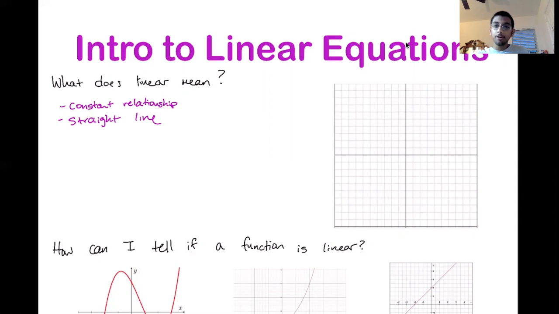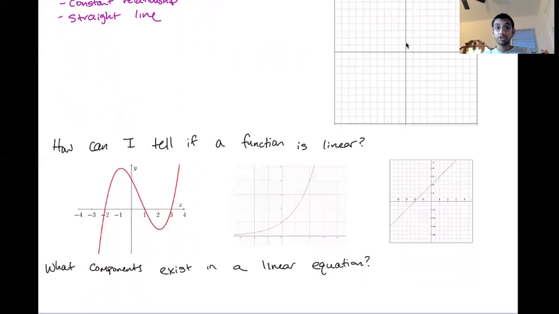Let's see, is there anything else we should know about linear equations? Not that I can think of off the top of my head, I don't have anything in my notes here. So we're going to continue now.